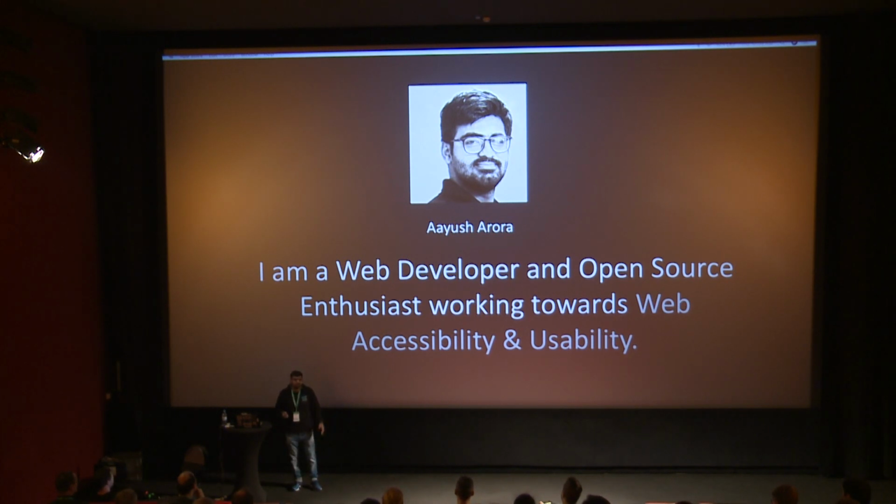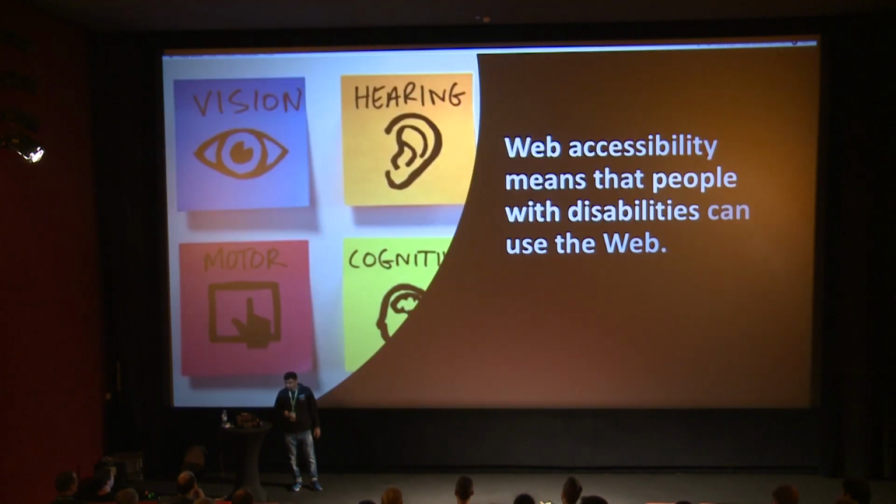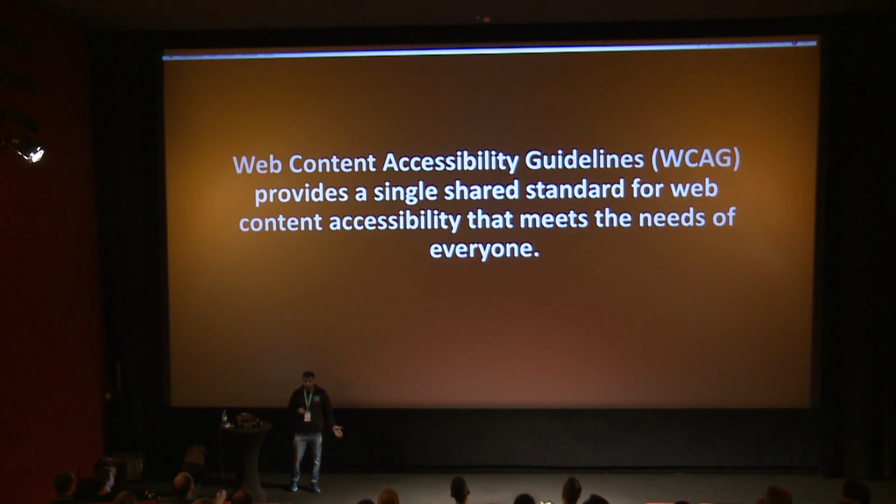And who are these users whom we are talking about? I just want to start with web accessibility, which means that people with disability should be able to access the web. And then web content accessibility guidelines set up a standard so that people who are coming to your platform, even if they are disabled, should be able to properly access your websites and web applications.